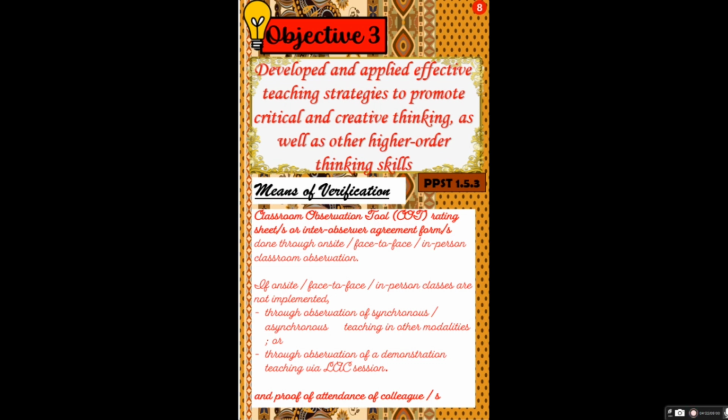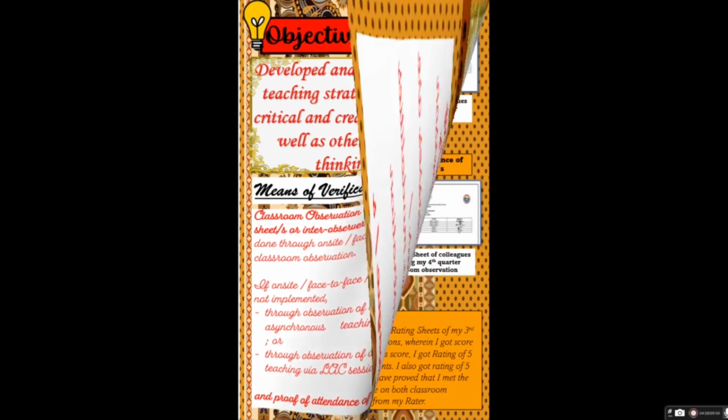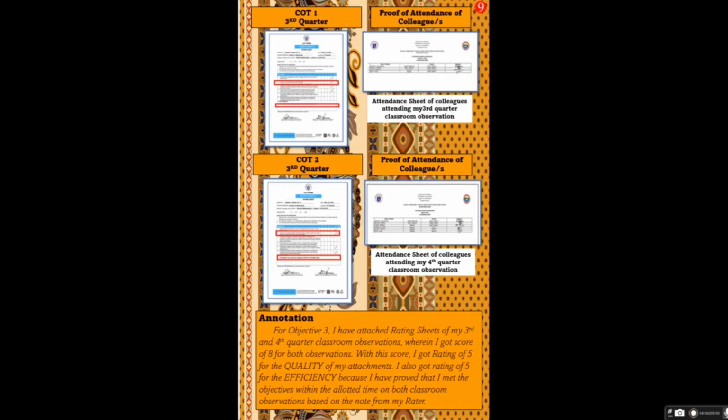Let's move into objective number 3. Develop and apply effective teaching strategies to promote critical and creative thinking as well as other higher order thinking skills. Inilagay ko na dyan yung ating COT rating sheet for the third and fourth quarter, kung saan naka-highlight ang indicator number 2, plus the proof of attendance of colleagues. Ang annotation natin, hindi ko na babasahin, parehas lang po nung objective number 1.